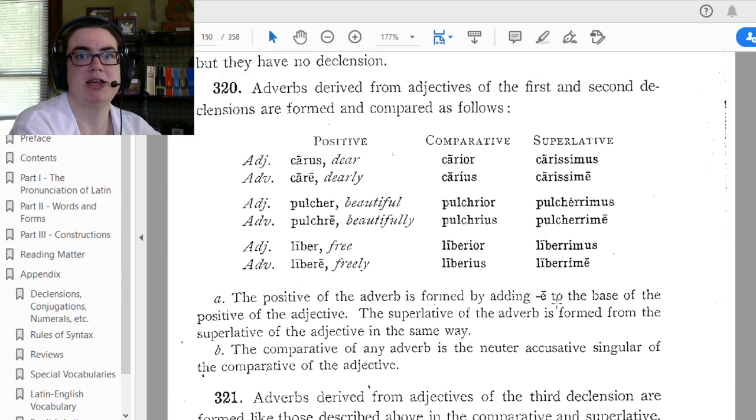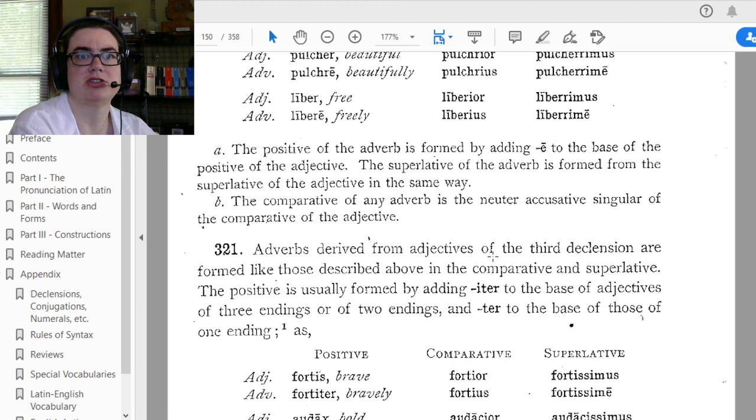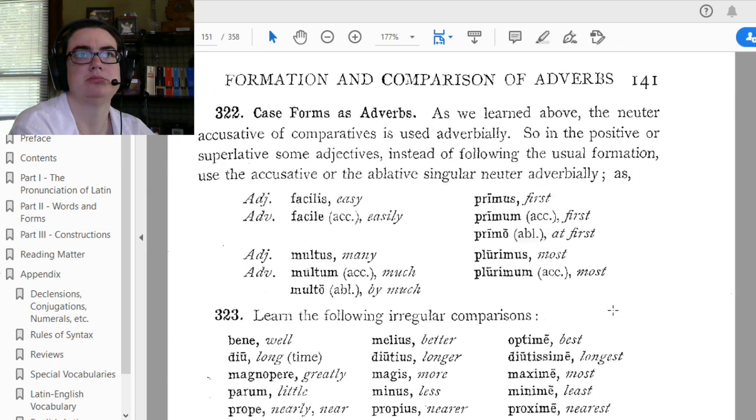The positive is formed by adding E, the superlative is formed by E, easy, and the comparative is the neuter accusative singular. Adverbs derived from adjectives of the third declension are formed like those above, except in the positive form. In the positive form, you add iter or ter, depending on the stem. So if you want to do something bravely, it's fortiter, not forte. If you want to do something boldly, it's audacter, not audace. But otherwise, the comparative is that same -ius, and the superlative is the long E. As we learned above, the neuter accusative comparative is used as the adverb.